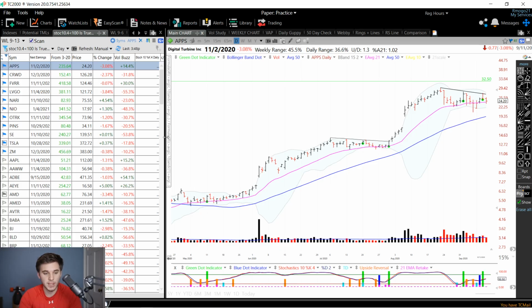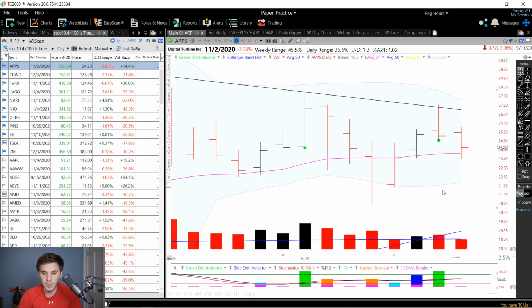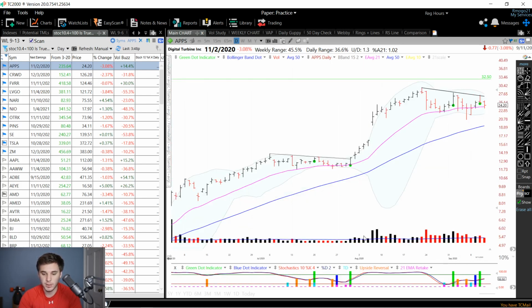With that said, let's talk about the actual technical setup that I would use to trade this stock. First things first, I like these signs of accumulation. You can see these big up bars, this earnings gap up, and how it's holding the low of that gap up.